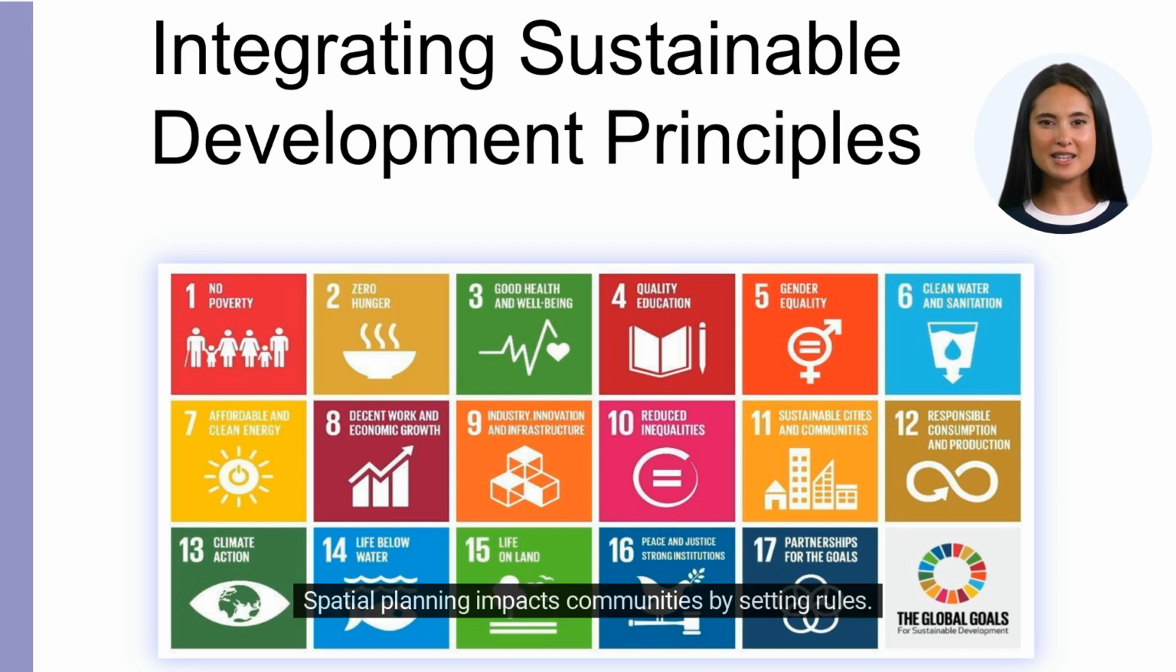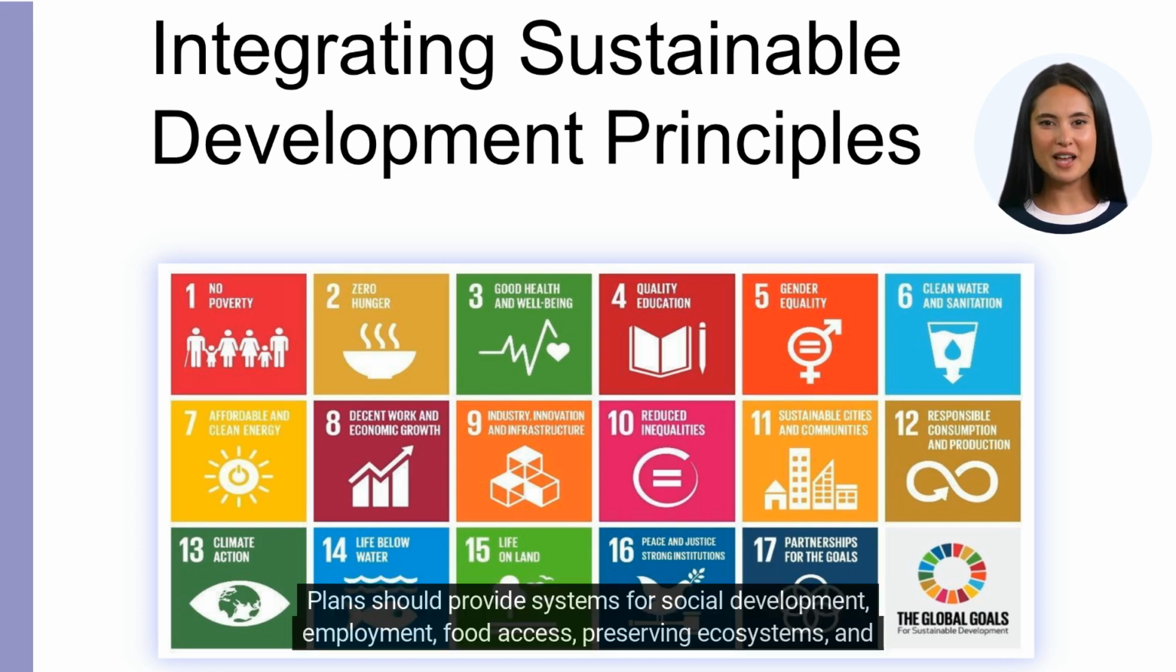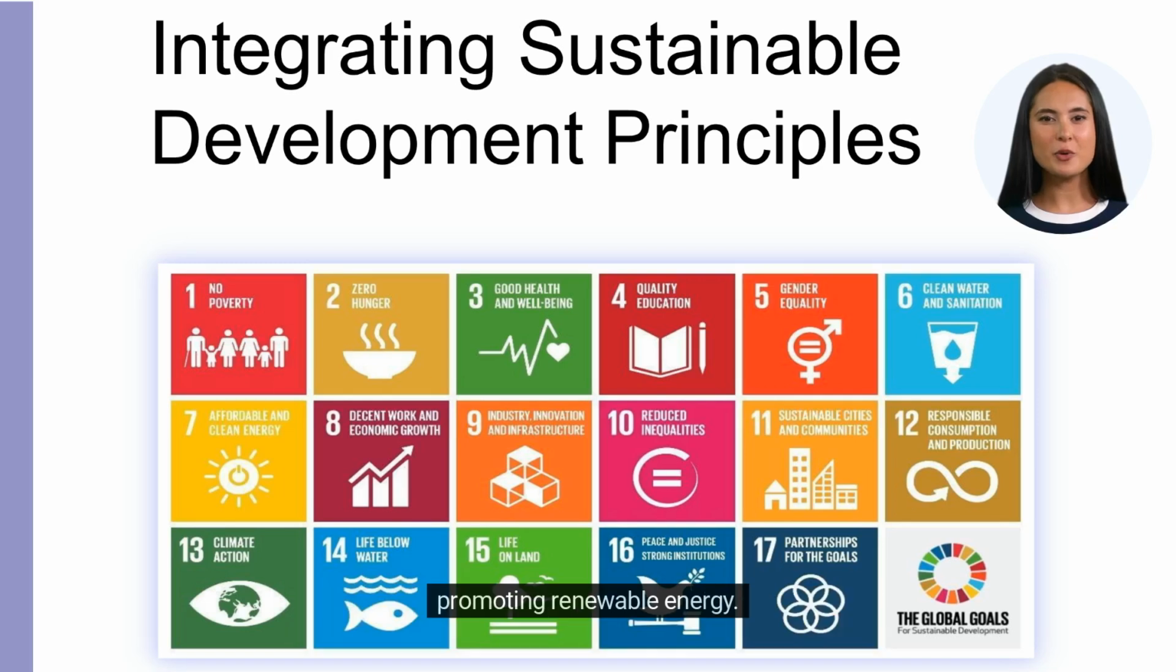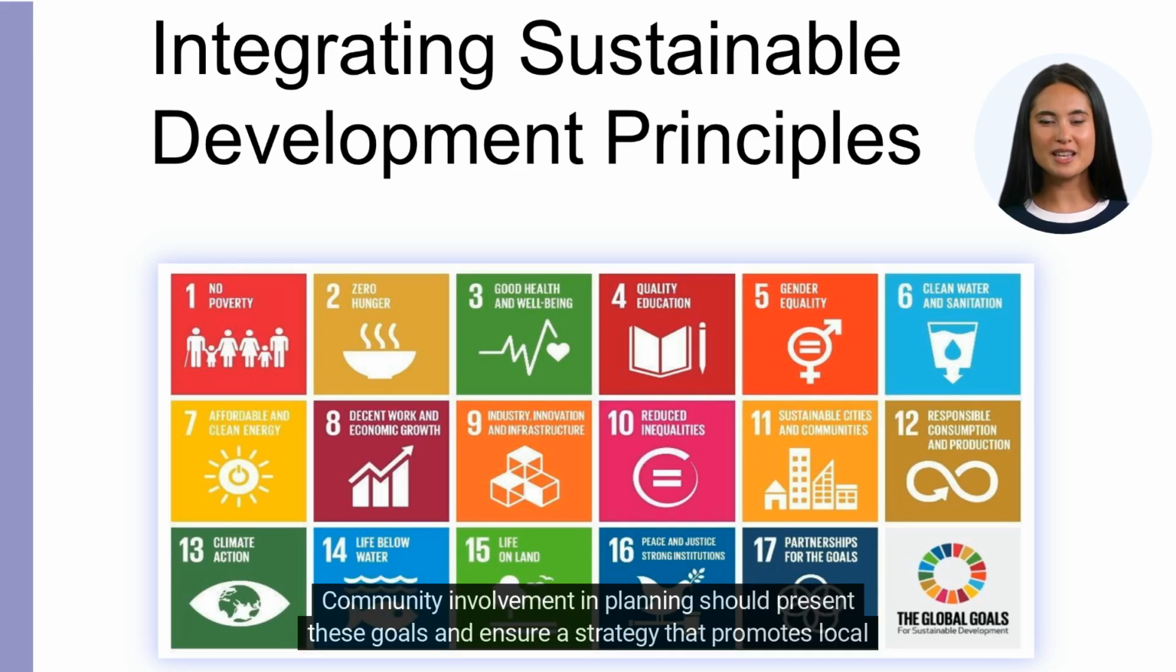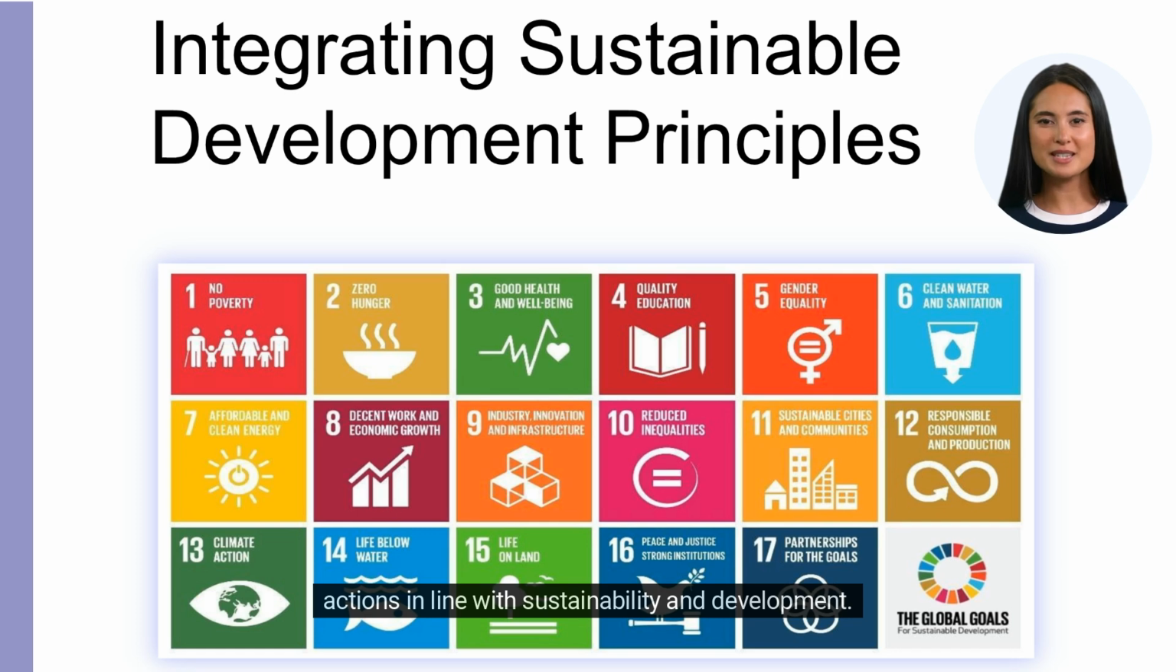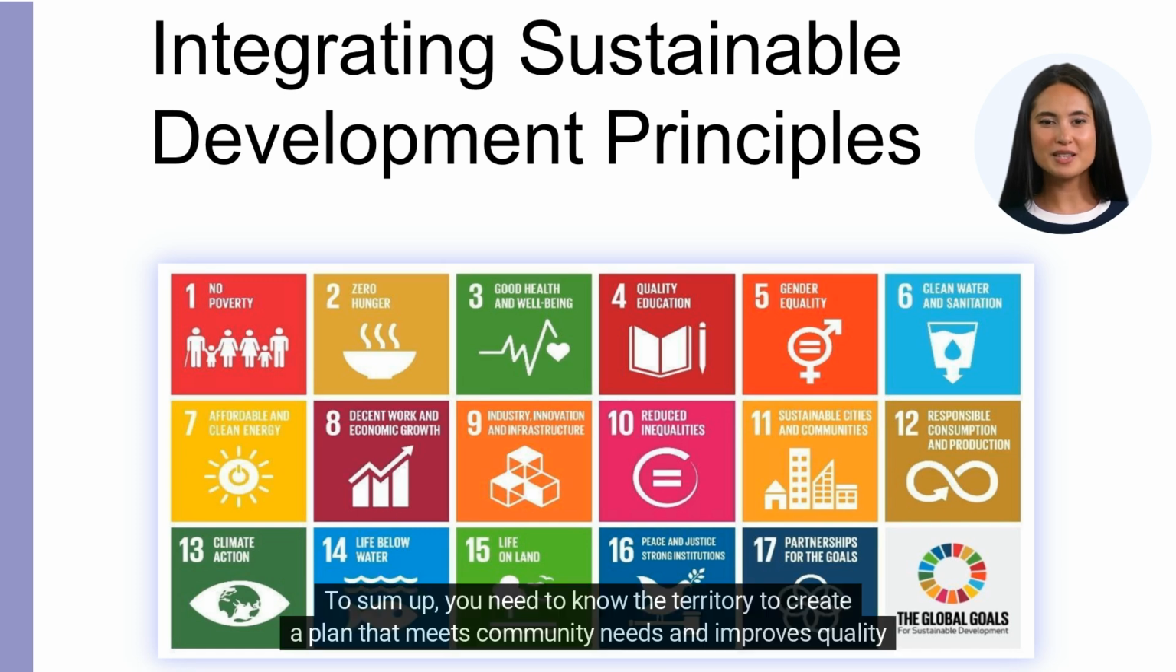Spatial planning impacts communities by setting rules. It must align with the UN Sustainable Development Goals. Plans should provide systems for social development, employment, food access, preserving ecosystems, and promoting renewable energy. Community involvement in planning should present these goals and ensure a strategy that promotes local actions in line with sustainability and development.